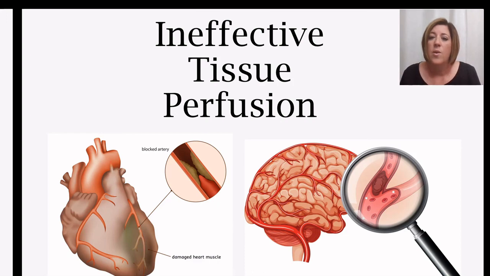Same thing with the brain. So when the blood's headed up towards the brain, if there becomes a problem like a clot that stops blood flow to the brain, then we would call that ineffective cerebral tissue perfusion. And then if it was anywhere else in the body, you would just name that tissue. So if there's an arterial clot in an extremity, that would be ineffective peripheral tissue perfusion, renal, gastrointestinal. You get the idea with that.